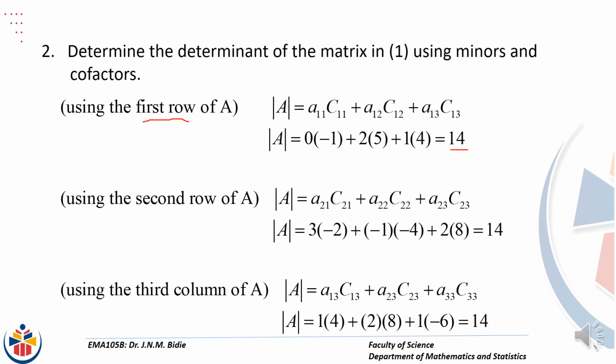Note that if we had chosen to use the second row, again we're getting 14. Even if you'd chosen to use the third column, the answer will still be the same. You can test it out. If you use the second column, see whether you are going to get the same answer.